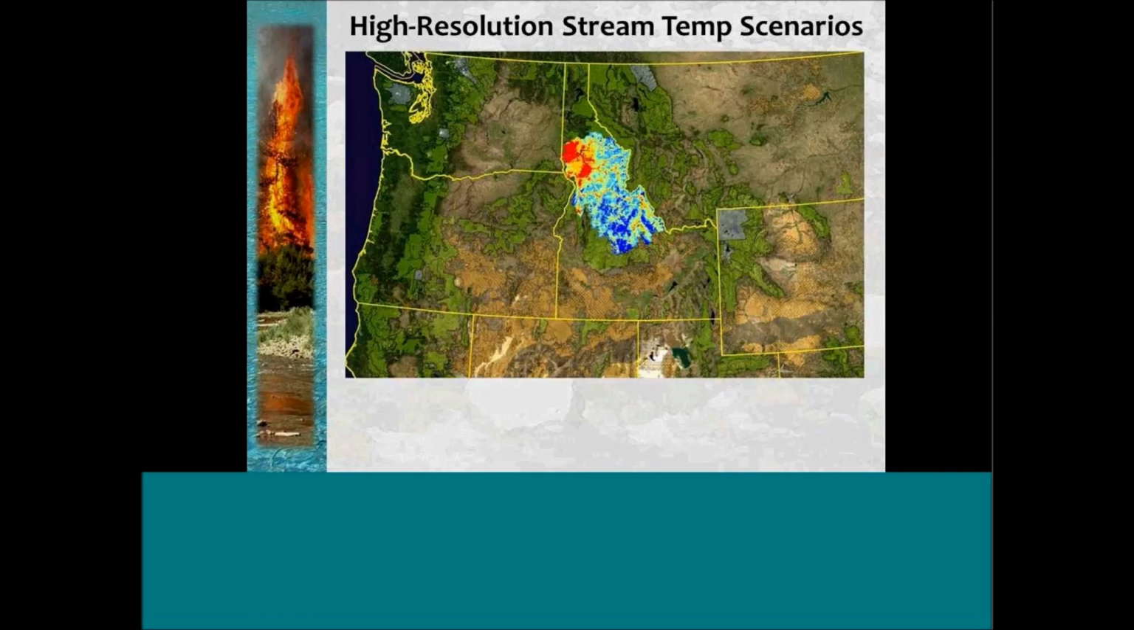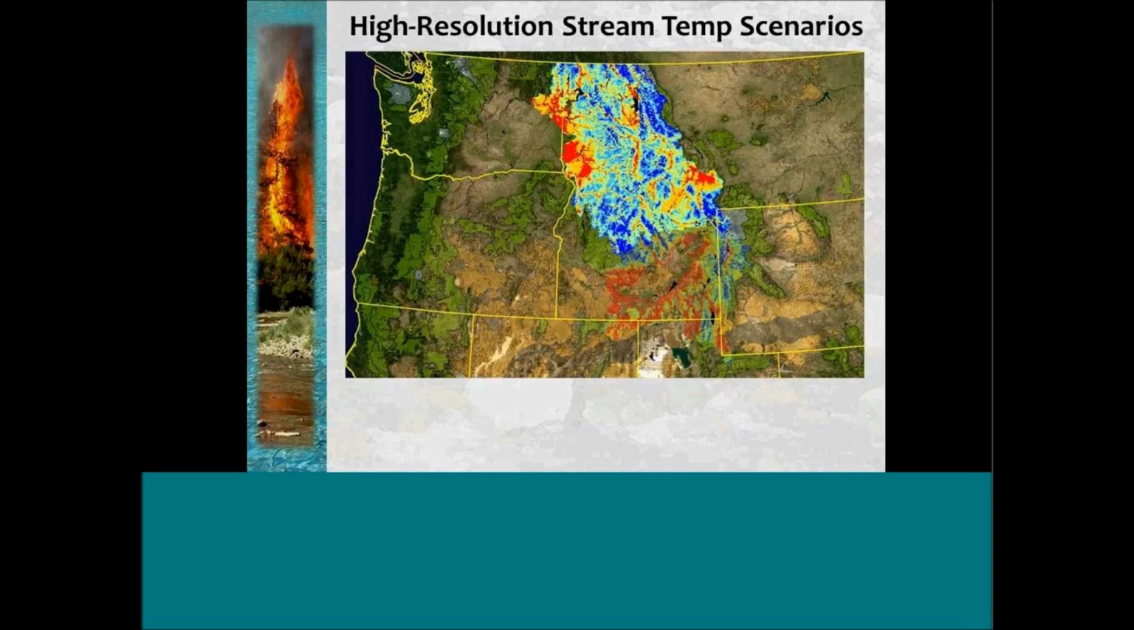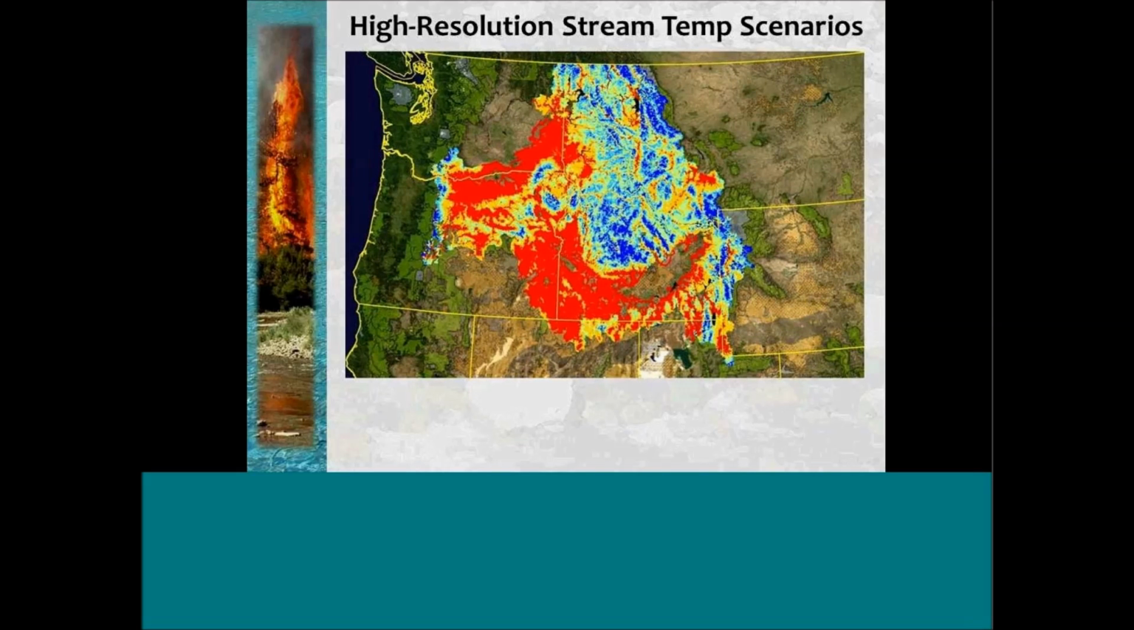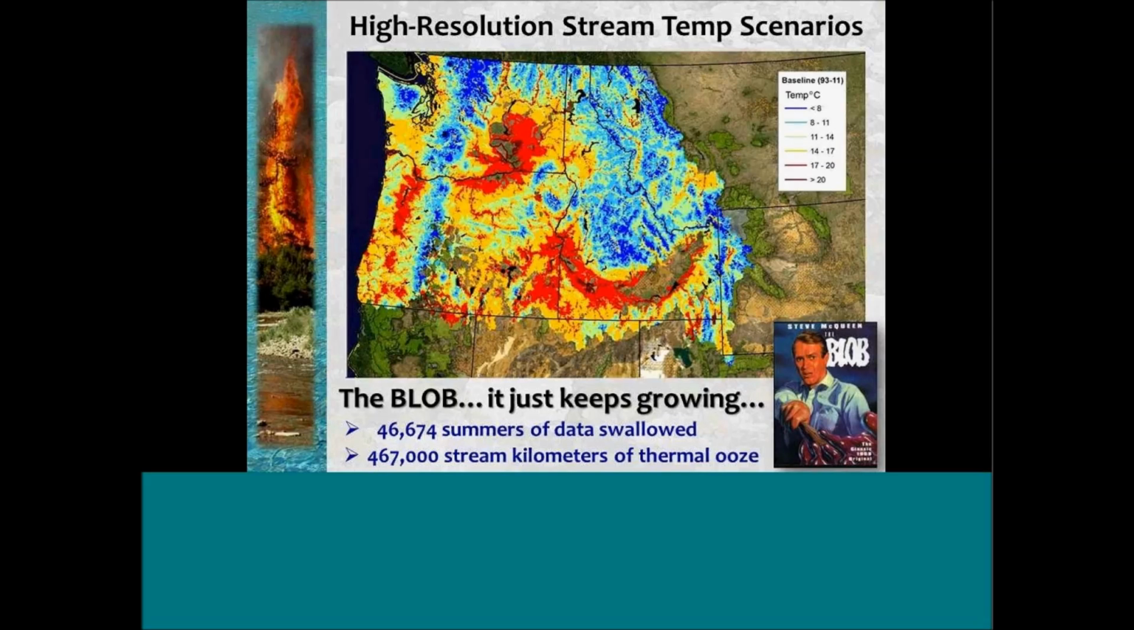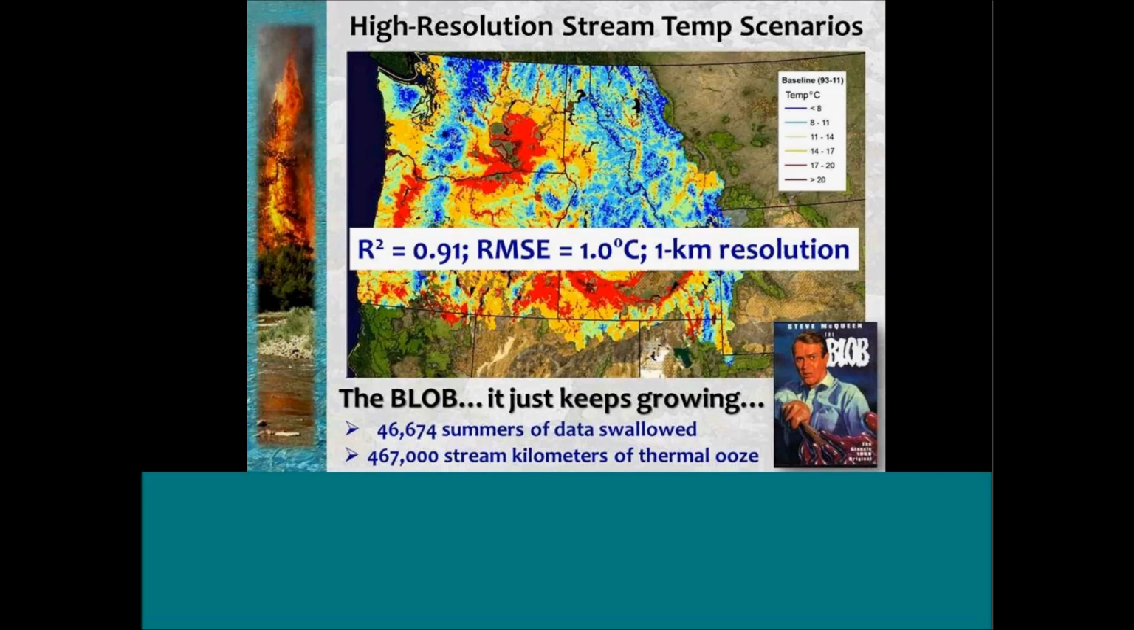Okay, and so this is kind of where we are at present. As we organize the data, fit the model, and create the scenarios, we then use those to make predictions throughout the full river network. And as I mentioned before, we had just finished the Washington coast a few weeks ago and sent out that information, and so that's kind of why we tried to time this webinar for when we did. And at present, what we call the temperature blob has swallowed something like 46,000 summers of monitoring data and has created thermal ooze, high-resolution stream temperature information across more than 450,000 kilometers of stream in the Pacific Northwest.